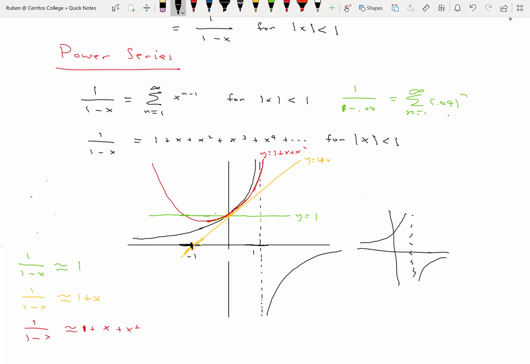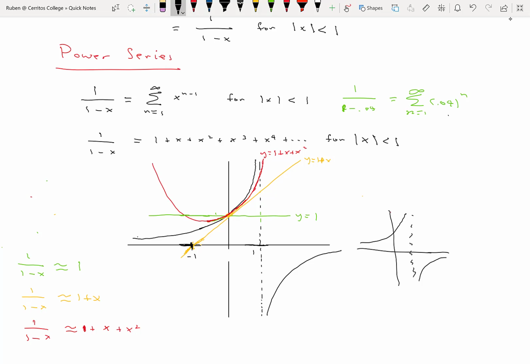I have in green that 1 over 1 minus x is then approximately equal to 1. And that's what I get by using only one term in the power series. Remember what we did with alternating series: we estimated alternating series by using a certain number of terms of the infinite series, and then we introduced error. So we're doing the same thing here. Suppose we only use one term of the power series, and that says 1 over 1 minus x is approximately equal to 1. Well, that approximation is not very good.